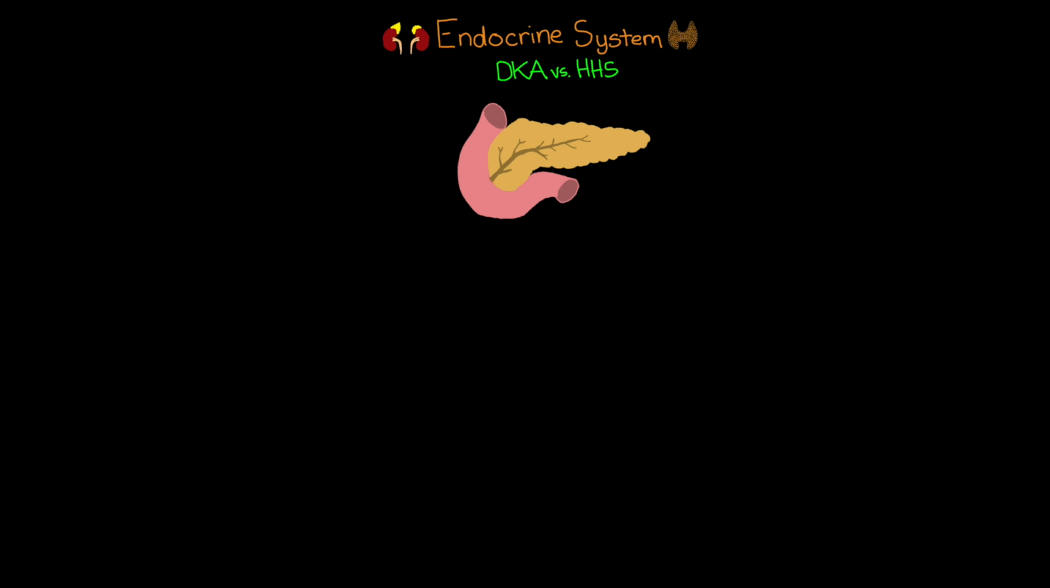Alright, welcome back you guys to the fourth lesson in our series on the endocrine system. And in this lesson, we're going to be talking about the differences between DKA and HHS.